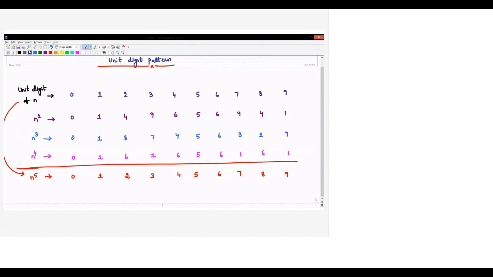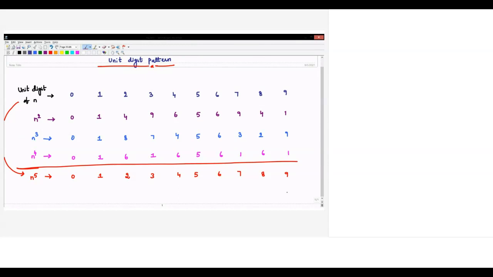The maximum cyclicity of any number you take will be 4, not more than that. And if you closely observe, a few numbers like 0, 1, 5, 6 have cyclicity of 1 only. Look at 0, 1, 5, 6. You always get the same digits.